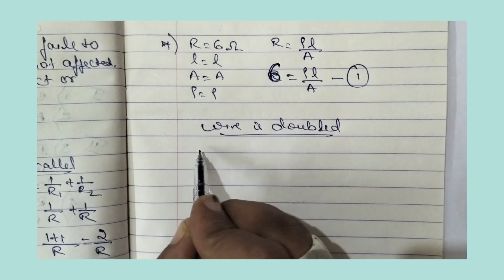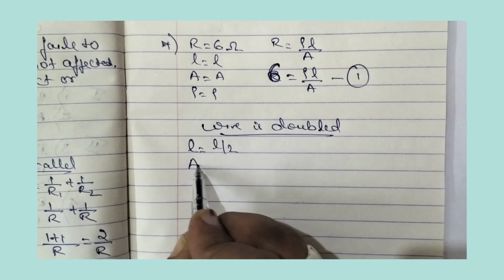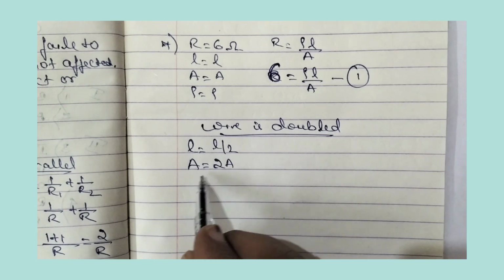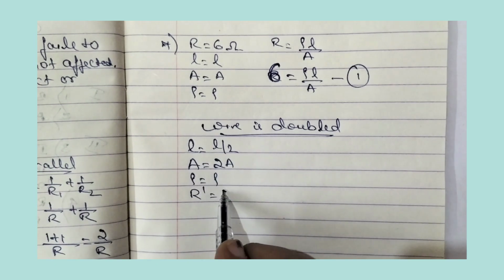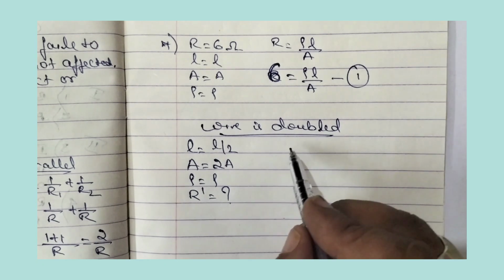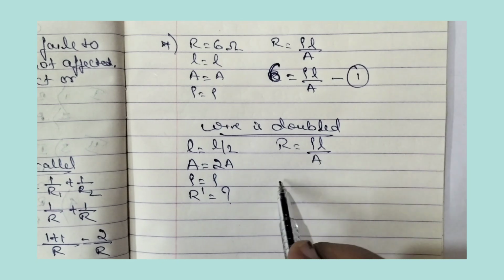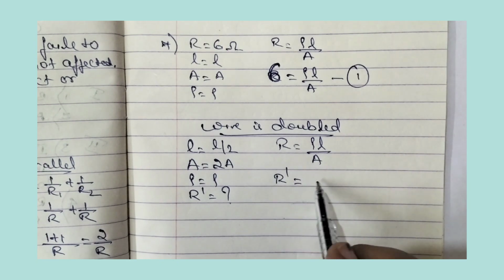If the wire is doubled, the length becomes half and the area becomes 2 times. So L is equal to L by 2, A is equal to 2A, rho is equal to rho. We have to calculate R dash, the new resistance. So what is the formula? R is equal to rho L by A, where R means R dash, the new resistance.